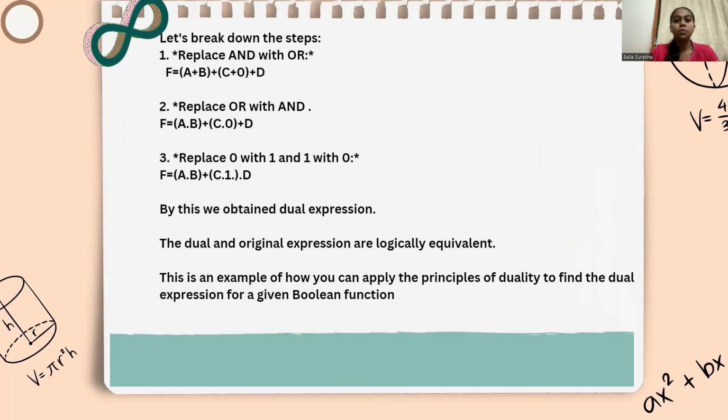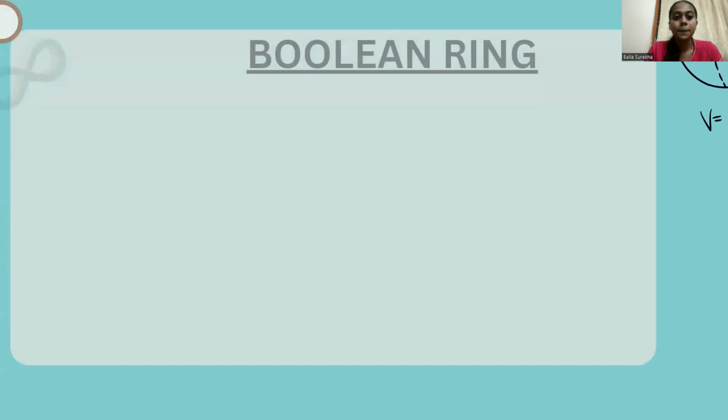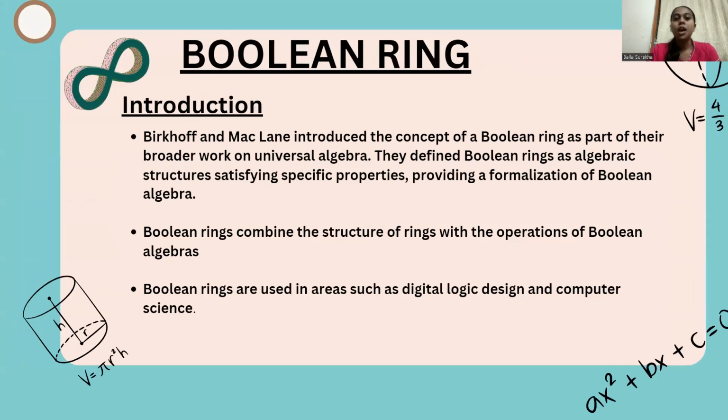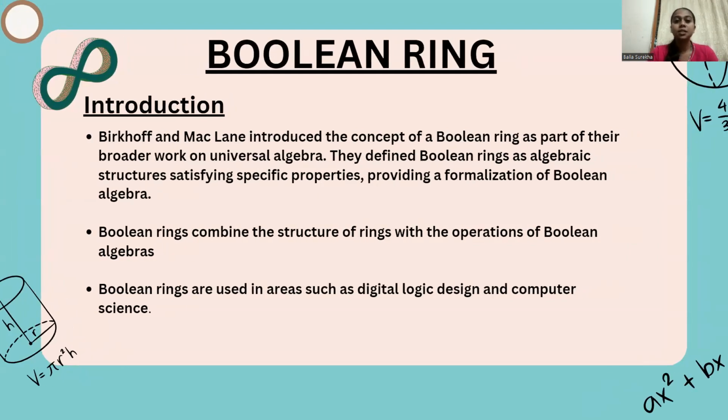Now let's get into the concept of Boolean ring. In the same way, Birkhoff and MacLane introduced the concept of Boolean ring as part of their universal algebra. They define Boolean rings as algebraic structures satisfying specific properties in Boolean algebra. What they have said is that Boolean rings combine the structure of algebraic structures with Boolean algebra. Those are called Boolean rings. Boolean rings are mainly used in logical design and also in computer science.